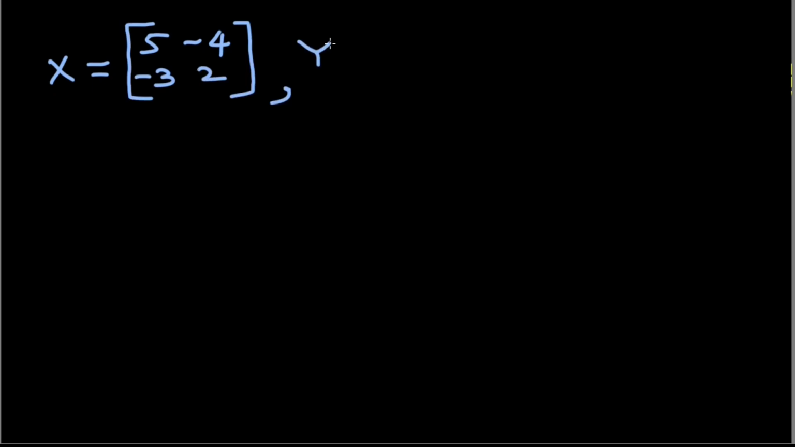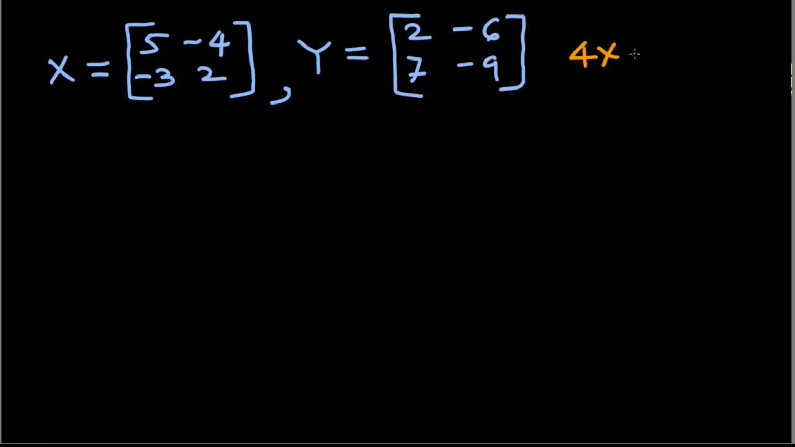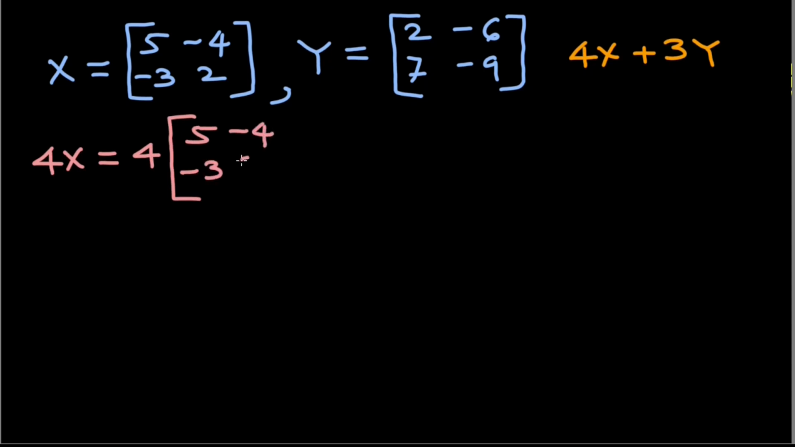If X is 5, minus 4, minus 3, 2. Y is 2, minus 6, 7, minus 9. We have to find 4X plus 3Y. 4X will be 4 multiplied by the matrix 5, minus 4, minus 3, 2.